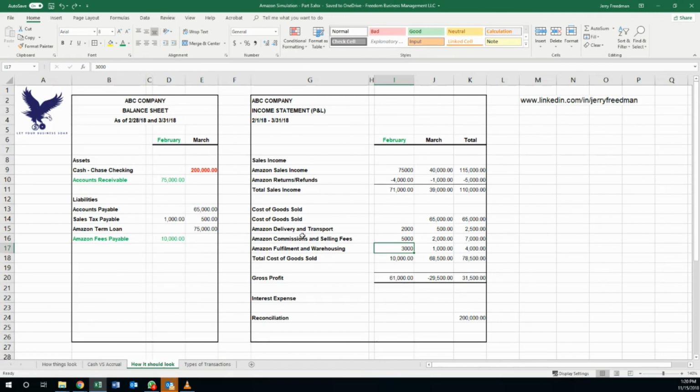But the overall point and gist is that when you look at your financial statements, you have a very good understanding of what occurred. You can do trend analysis, and you can plan for the future.